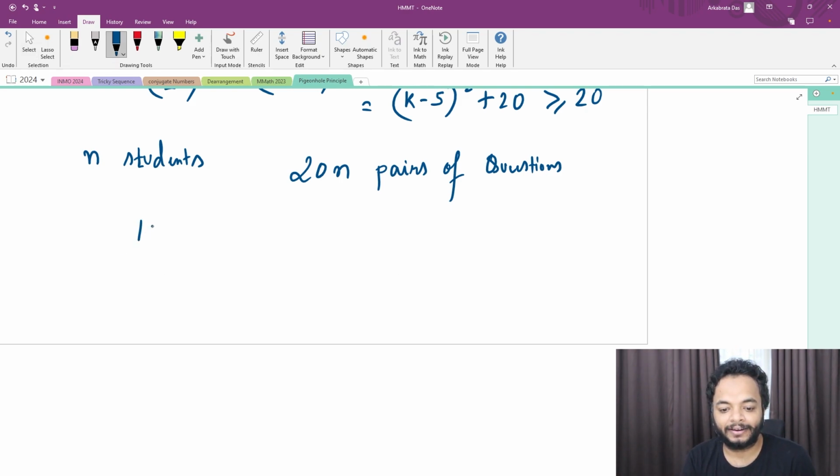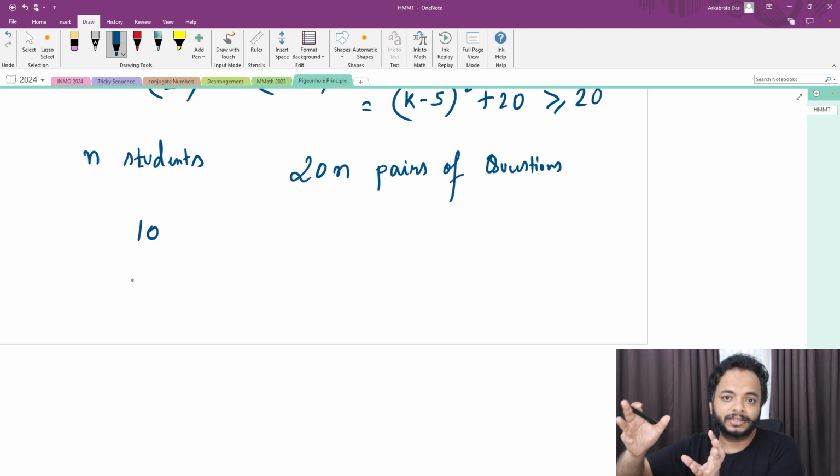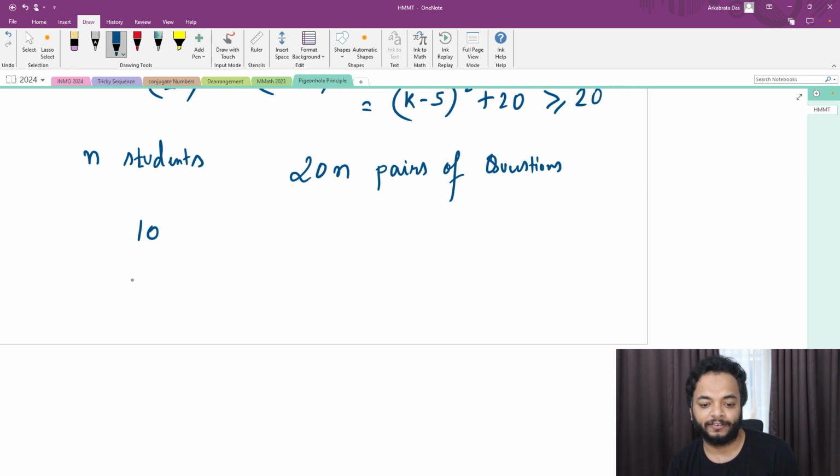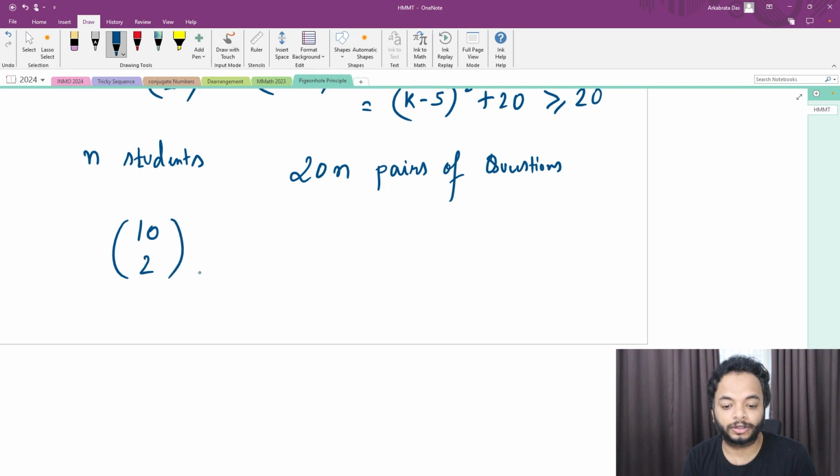So I have 10 questions, right? Since pairs are overlapping in these 20n pairs of questions, let me see how many distinct pairs I can have. I have 10 questions, so 10 choose 2. These many pairs I can form, and 10 choose 2, if you calculate, is 45.